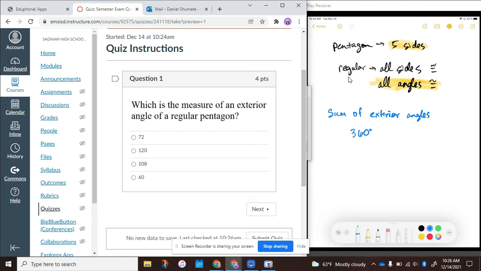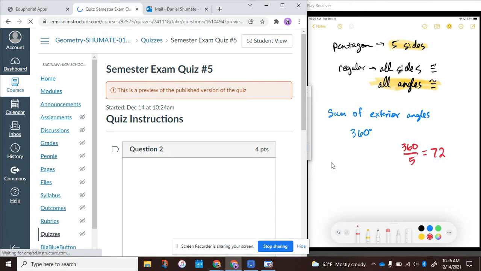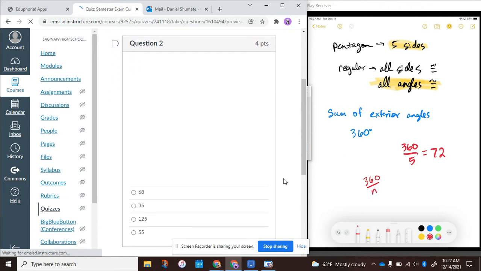On a regular pentagon, all of them are the same because all the sides and angles are congruent to each other. So what we can do is take that 360 and divide it by the number of angles. That is equal to 72, and that's going to be our answer choice. Turns out you can do that for any polygon at all. If you're dealing with exterior angles, you can always just take 360 and divide it by however many sides and angles you have. That's where we got the formula 360 over n that's found in your notes.